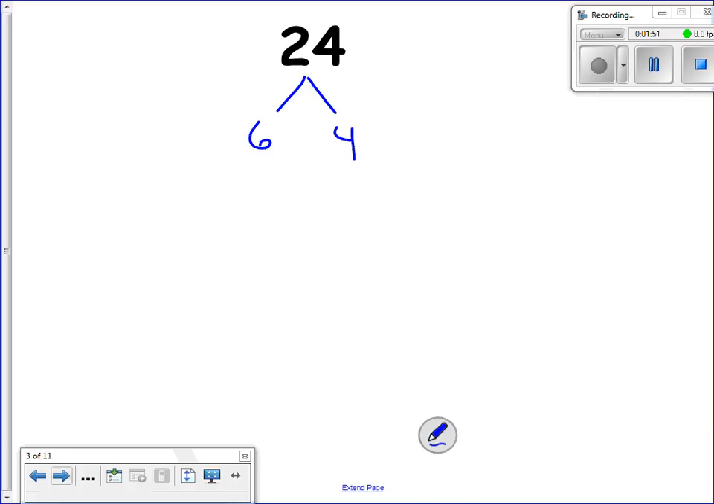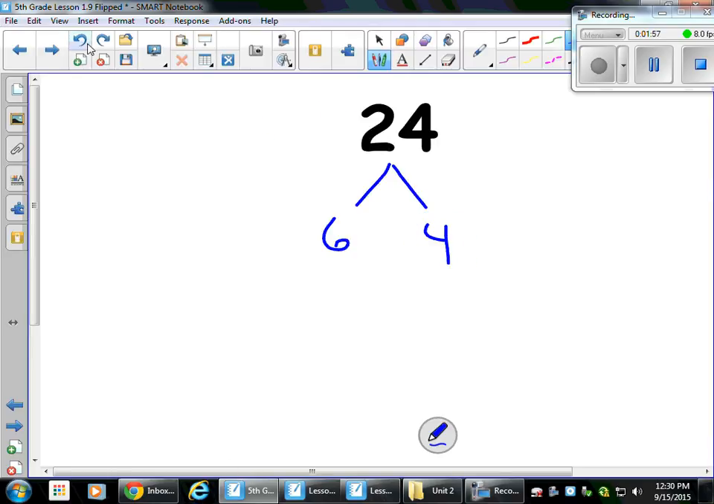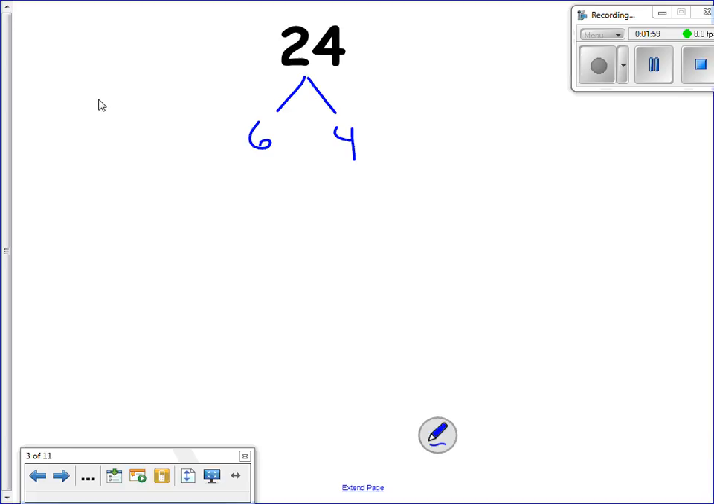Do I have a prime number here yet? I don't. Okay? So my bad. I'm not going to circle that. If you're paying attention. Okay? So I can break these apart then because they're both composite. 2 and 3, and then we have 2 and 2.